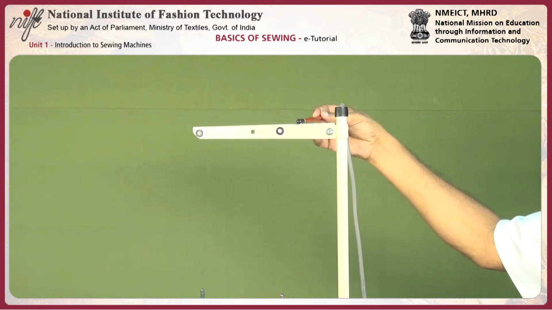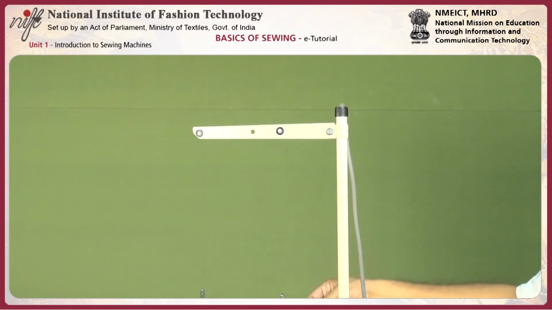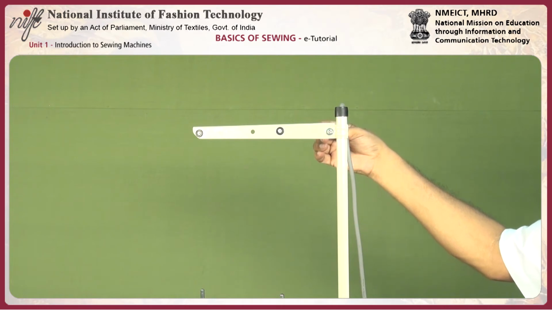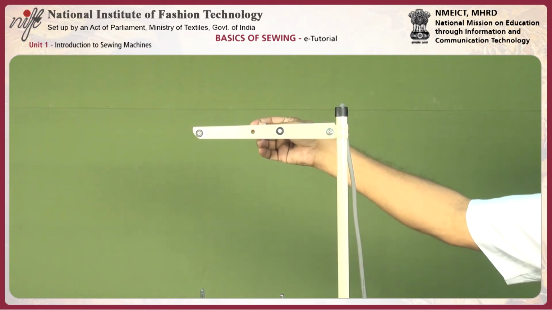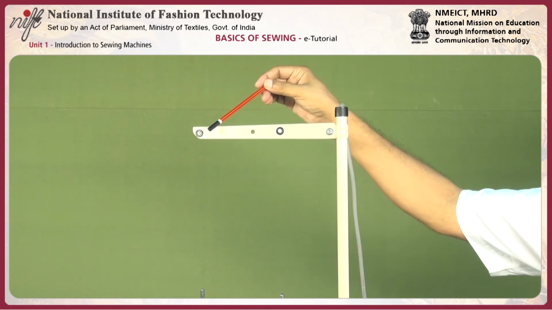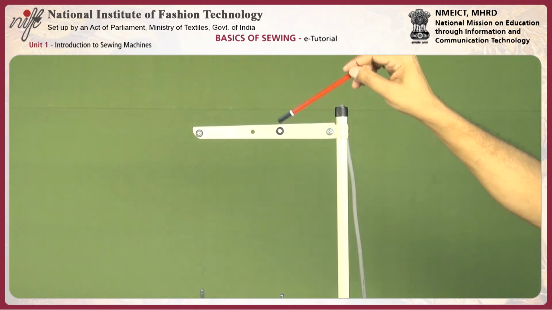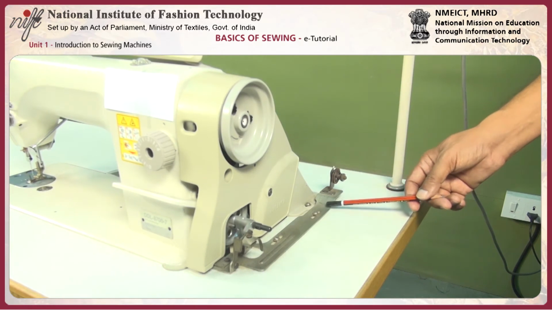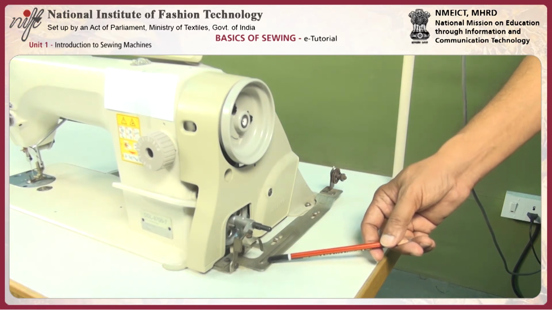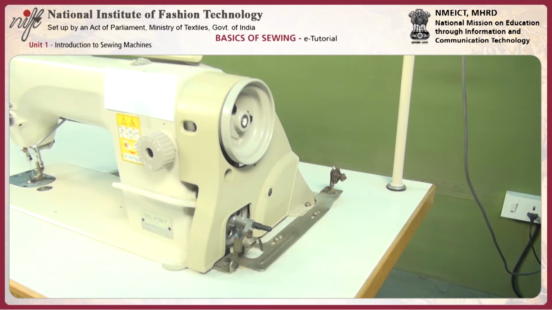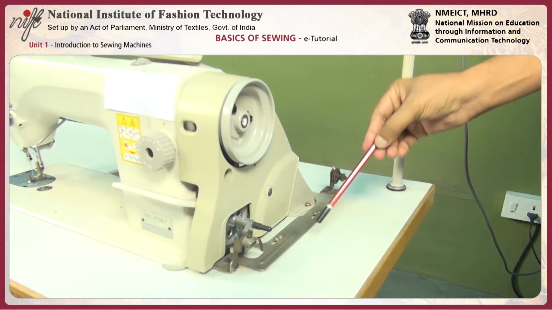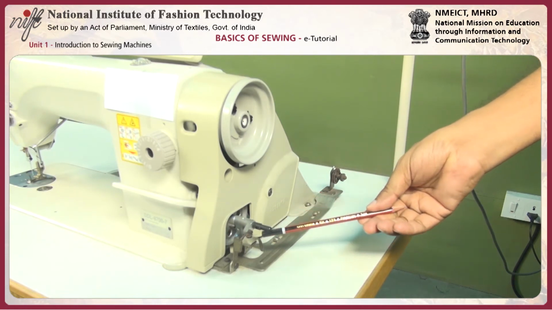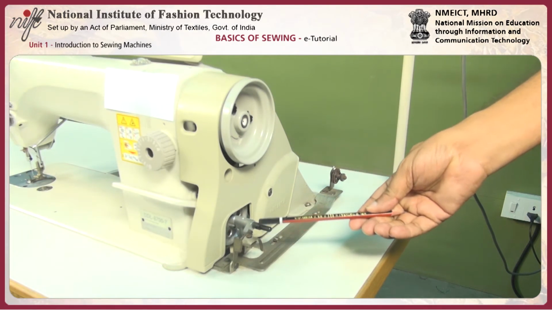This part is the thread guide. It picks up thread from the spool and we pass it through these holes, either for bobbin winding or for needle supply. This entire set is called the bobbin winder. The thread passes through here, through the tension disc, and then wraps around. Here the bobbin has to be fixed, and the thread wraps around the bobbin.